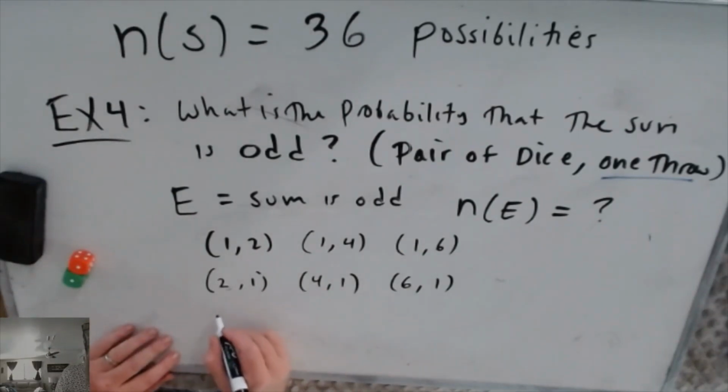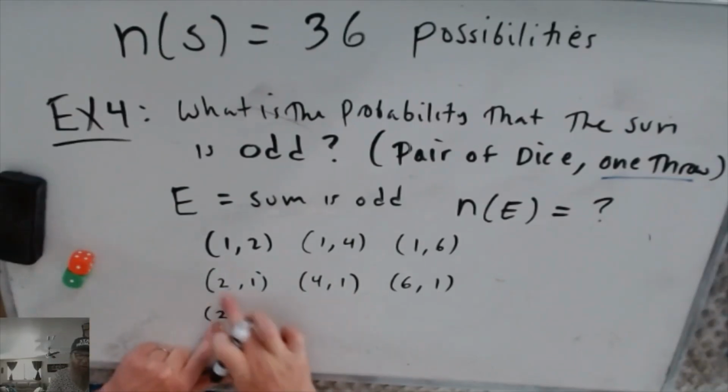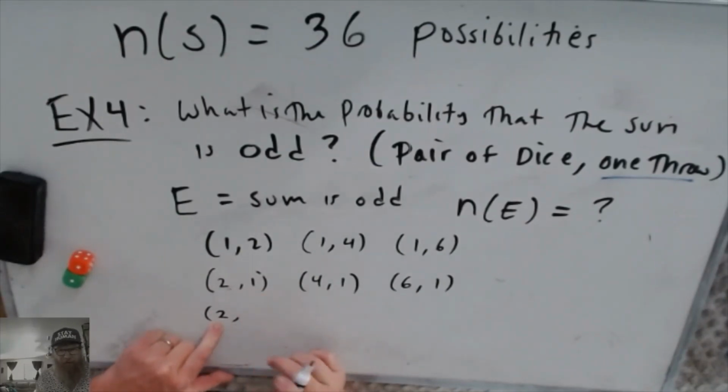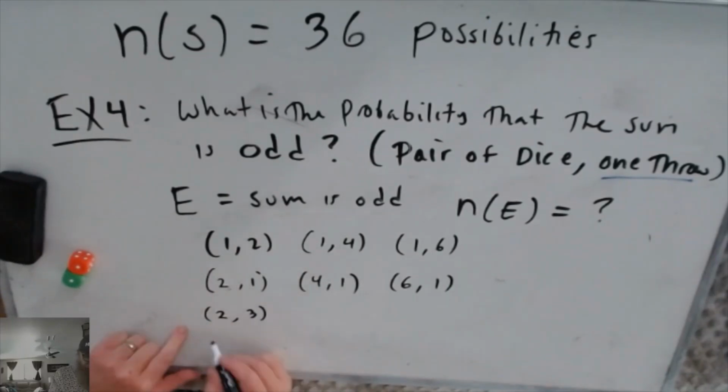Now we could do all the possibilities where there's a 2. The first die is a 2. Now we already have 2, 1, so we don't want to use that one again. They have to be different outcomes. So it'd have to be 2, 3 and 3, 2. That's also odd.